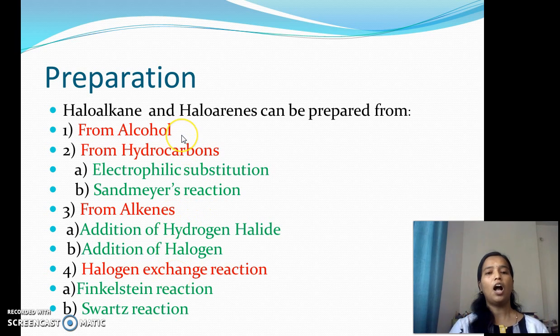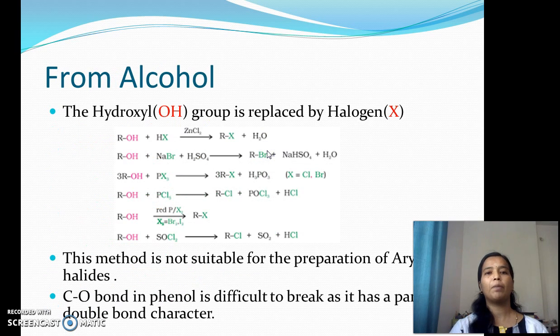So we will see how haloalkanes and haloarenes are prepared from alcohols. You know, alcohol has the functional group OH, that is a hydroxyl group, and from alcohols, haloalkanes or alkyl halides can be prepared by the replacement of the OH group by halogen by using various reagents. There are different methods of preparation from alcohols. Any alcohol means ROH, where R is any alkyl group and OH is the functional group.